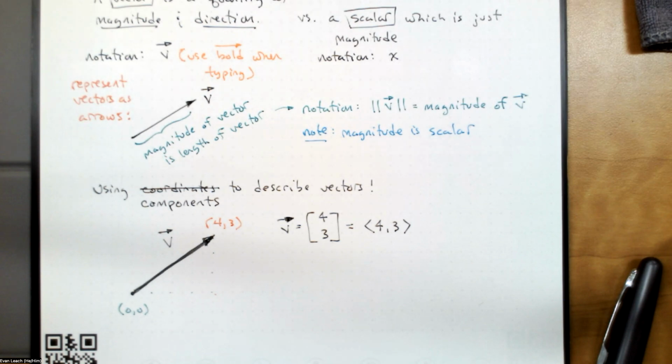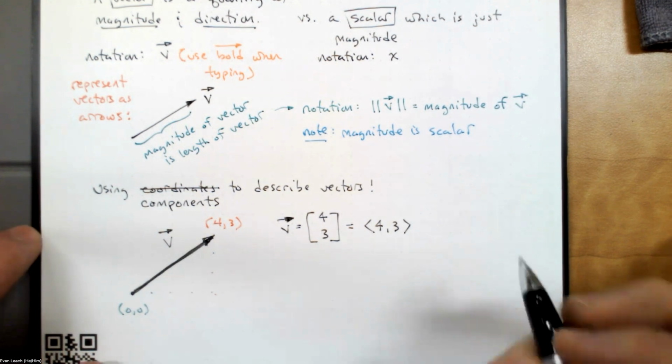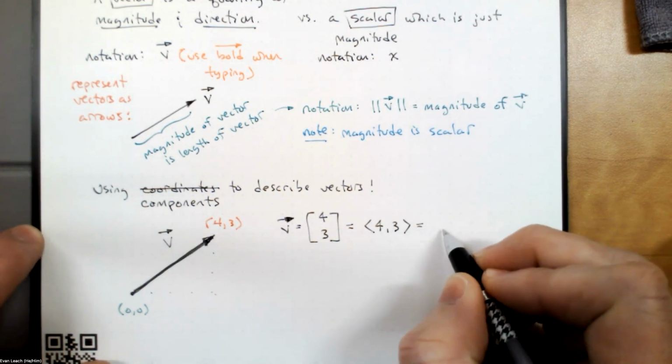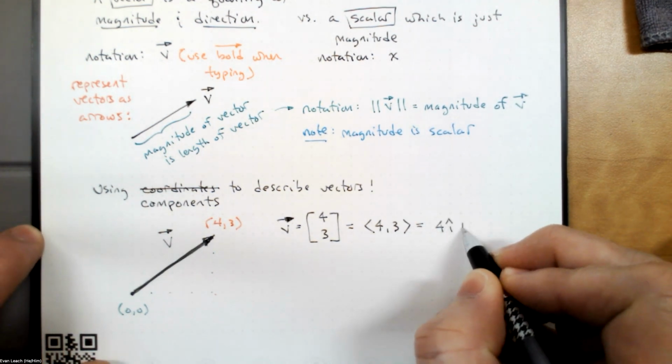Another way we're going to describe these is with our standard basis vectors. So I might say this is 4i plus 3j.